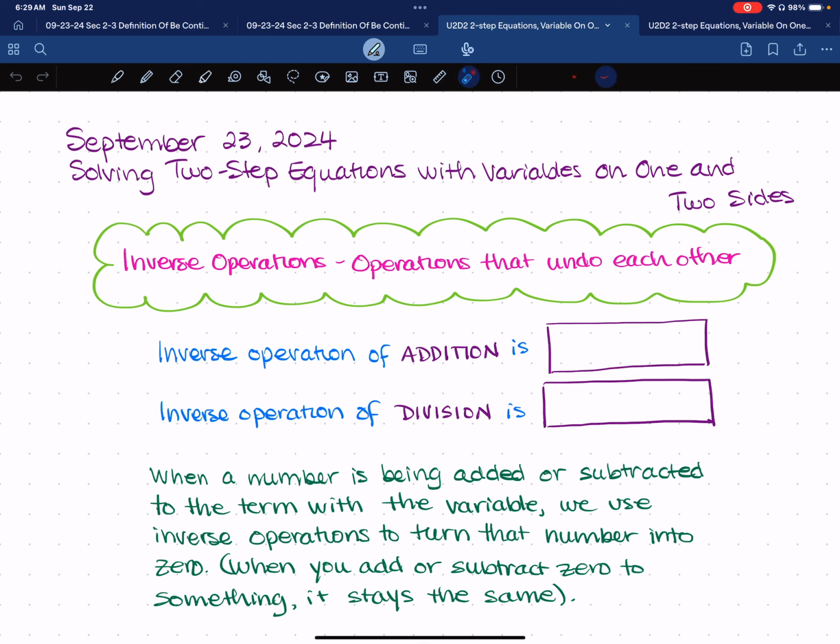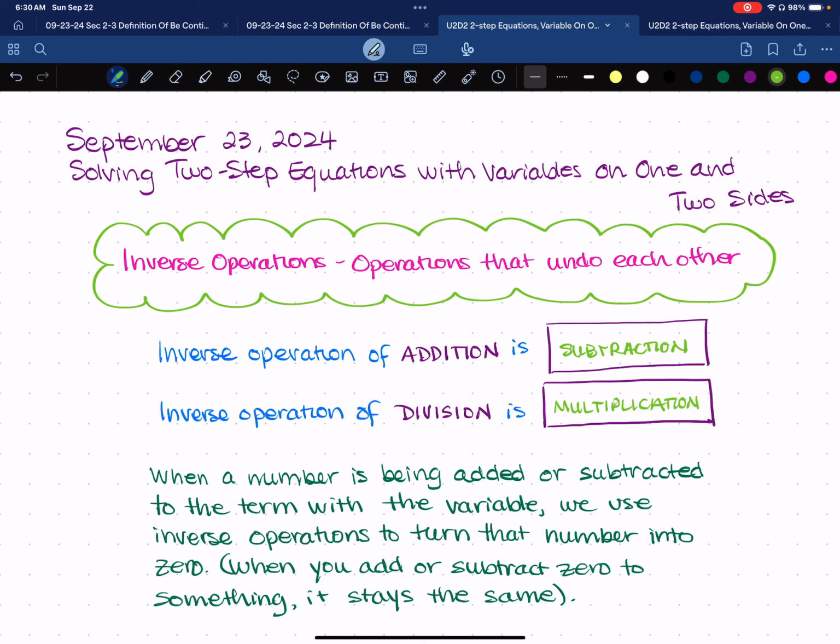So today we're going to look at solving two-step equations with variables on one and two sides. We looked at this a little bit. We're going to look at it in more detail now. Before we do that, though, let's remind ourselves that inverse operations are operations that undo each other. And that's important. I want you to think about that while you're solving equations. So the inverse operation of addition is, you're right, subtraction, because I knew you were thinking that. And the inverse operation of division is multiplication.